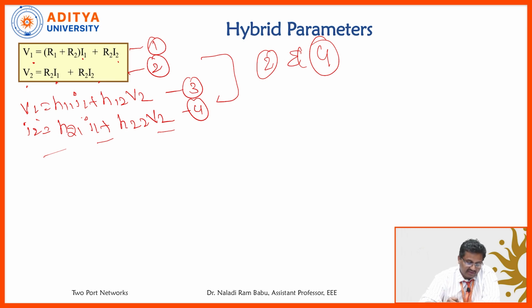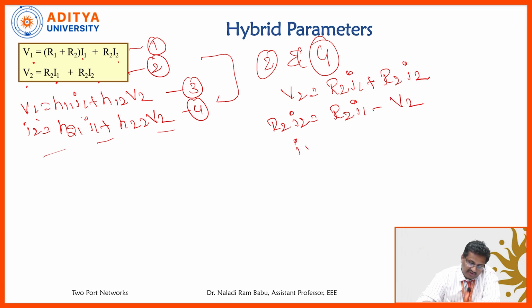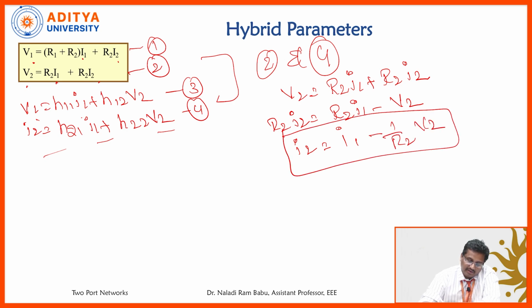Therefore, now I am converting equation 2 in terms of 4. V2 is equal to R2 times I1 plus R2 times I2. Therefore, R2 times I2 is equal to R2 times I1 minus V2. Therefore, I2 is equal to R2 by R2 times I1 minus 1 by R2 times V2. Now compare equations 5 and 4, and you will be getting H21 is equal to 1 and H22 is equal to minus 1 by R2.